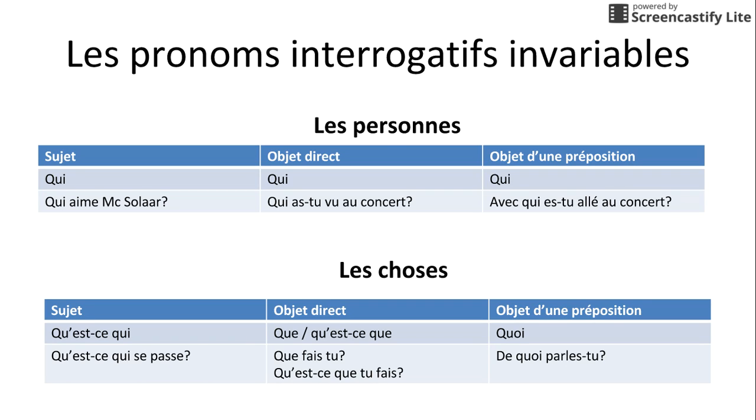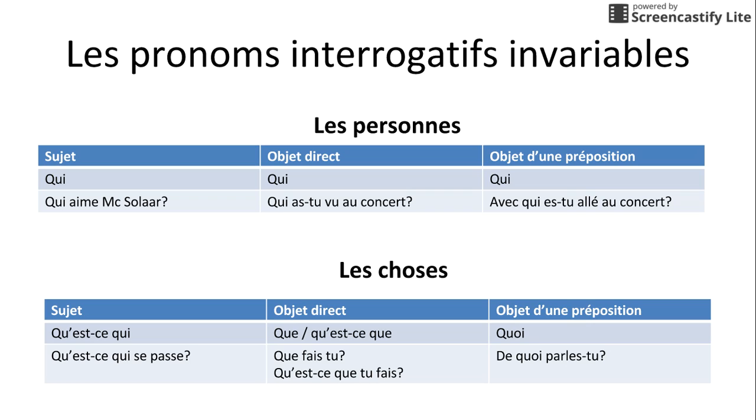When we're talking about things, we have to structure the question differently. Qu'est-ce qui is how we make the subject of the question when we're talking about a thing. Qu'est-ce qui se passe? What happens? Que fais-tu? What are you doing? Qu'est-ce que tu fais? What are you doing? In this case, our direct object is the que and the qu'est-ce que.